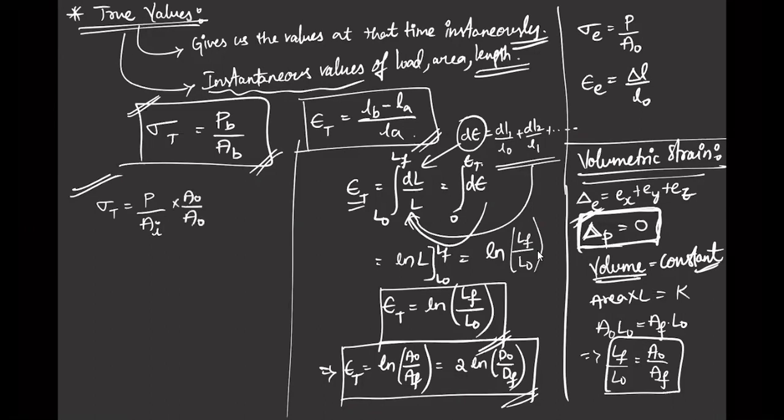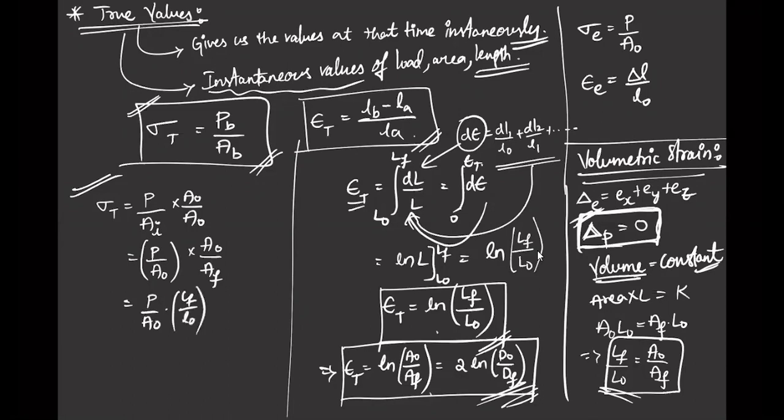multiply and divide by A naught. Okay, so what we'll be getting, just separate P by A naught into what we are left with, A naught by Ai. Ai is nothing but at the final thing I can take it Af, right? Because we are considering from initial to final. So what is A naught by Af? Again we know that's Lf by L naught. So A naught by Af is Lf by L naught.